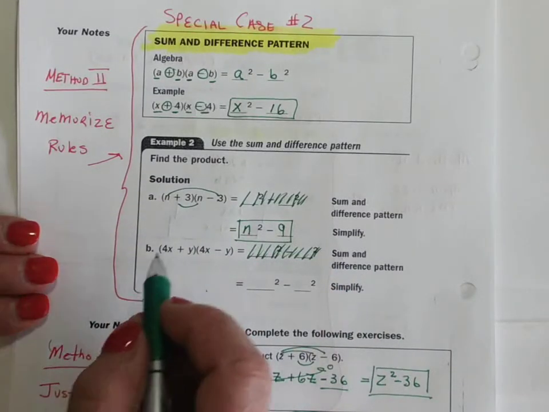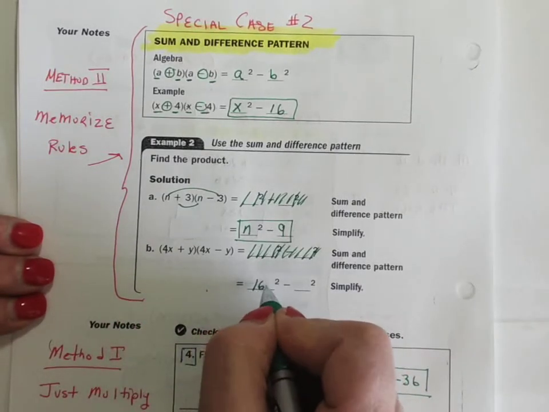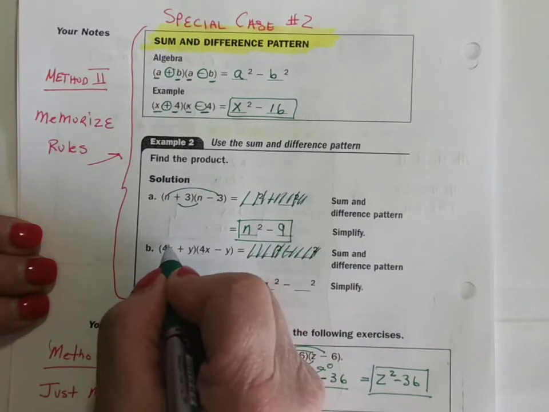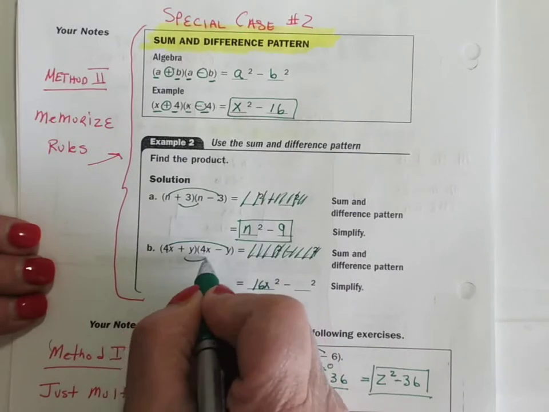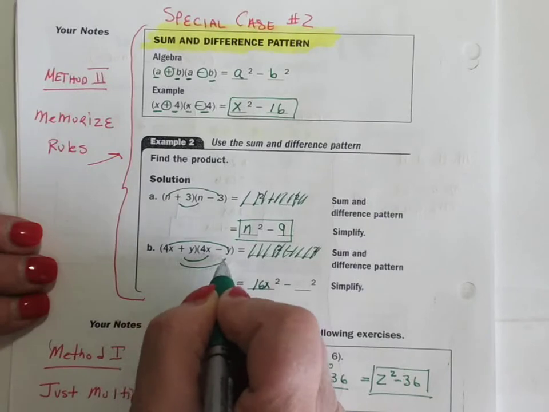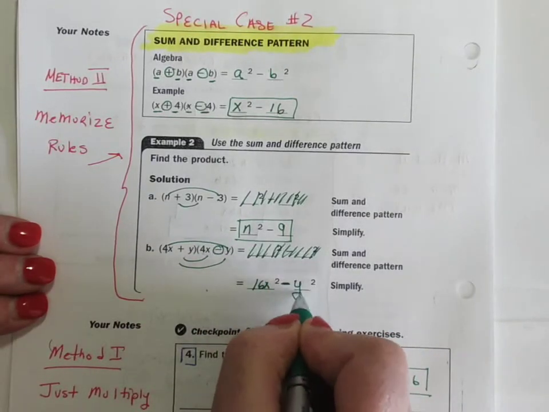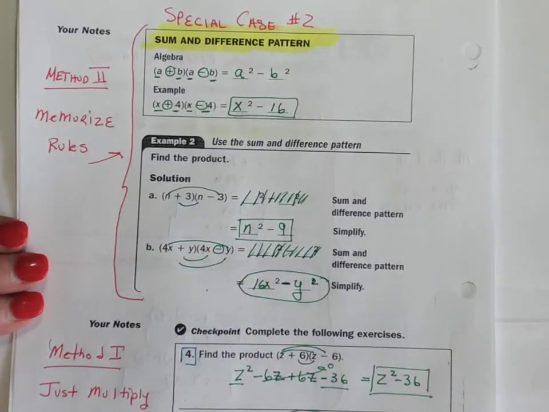Again, I'm going to use memory bank. 4x times 4x is 16x squared. I multiply these, I get negative 4xy, put that in memory bank, plus 4xy. Those terms cancel out. I multiply these, notice it's negative, so it's negative y squared. And we're done.